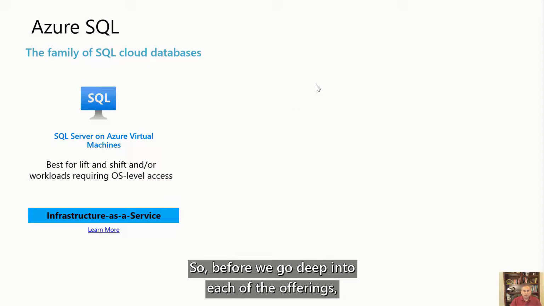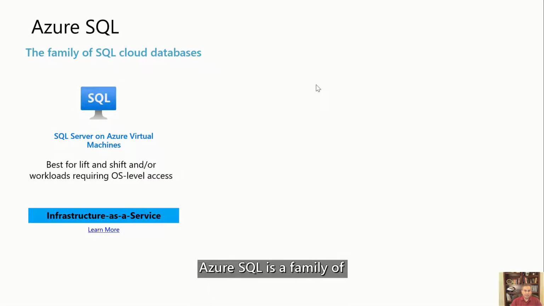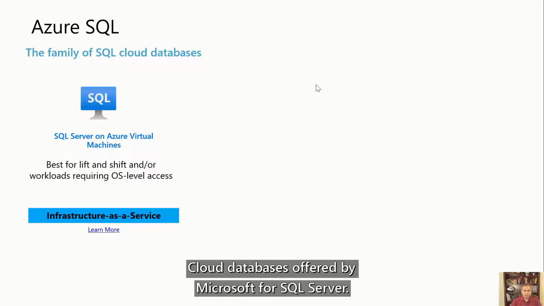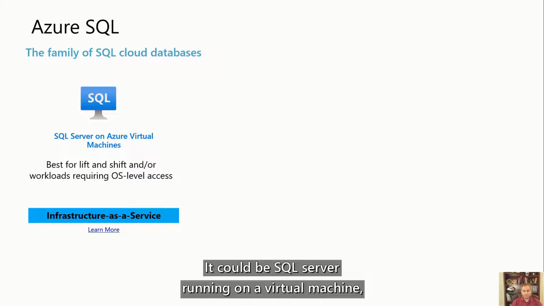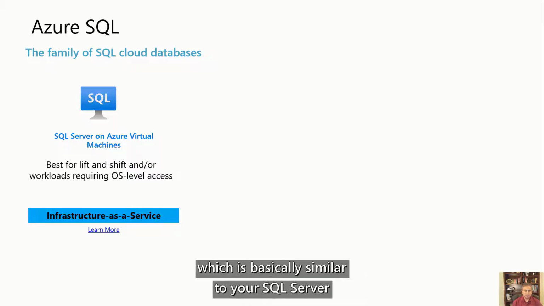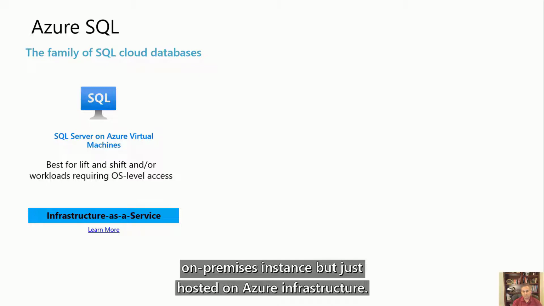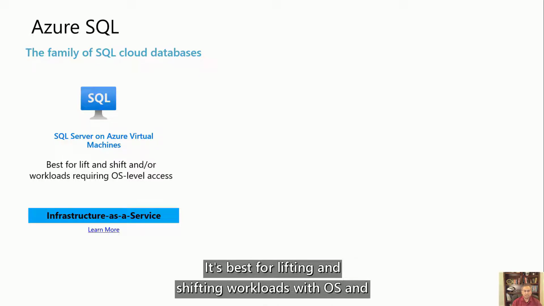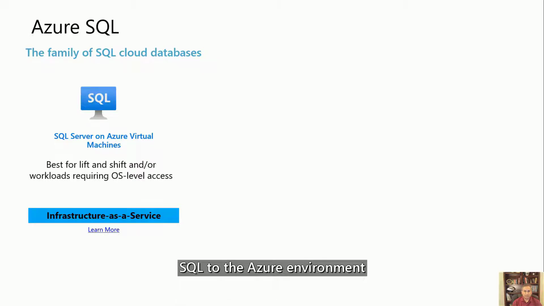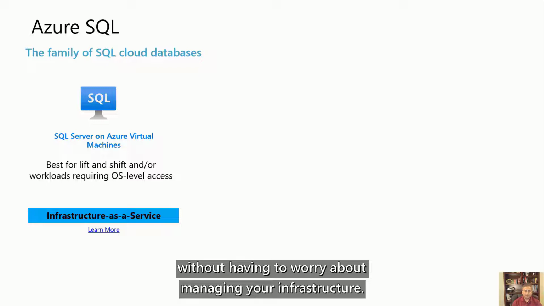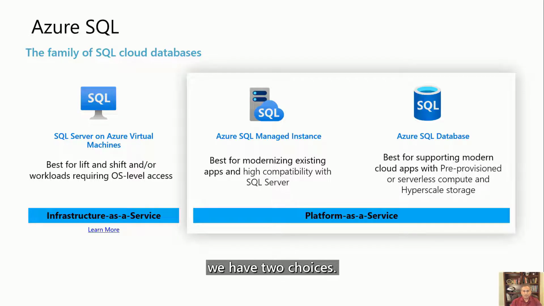Before we go deep into each of the offerings, let me give you a high-level overview. Azure SQL is a family of cloud databases offered by Microsoft for SQL Server. So it could be SQL Server running on a virtual machine, which is basically similar to your SQL Server on-premises instance, but just hosted on Azure infrastructure. It's best for lifting and shifting workloads, both OS and SQL, to the Azure environment without having to worry about managing your infrastructure. On the PaaS side, we have two choices.